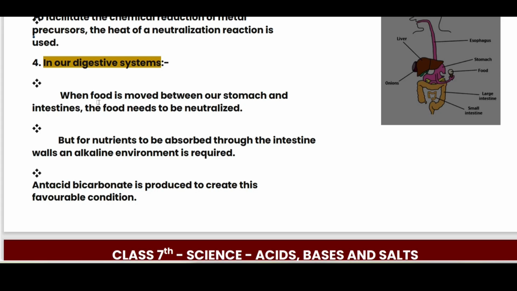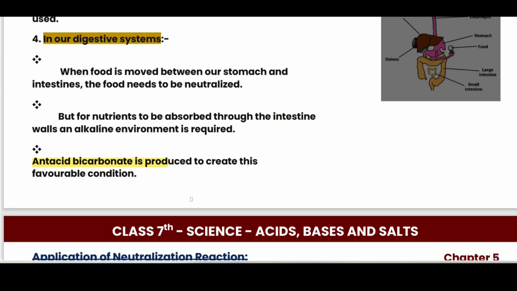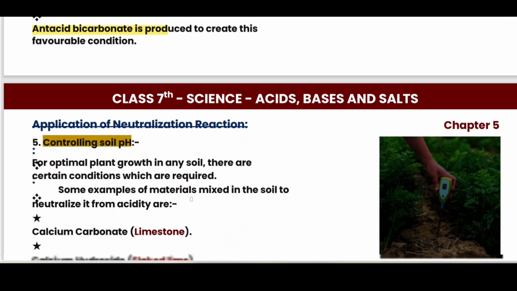Very important, that is in our digestive system में when food is moved between our stomach and intestine, the food needs to be neutralized. खाना जब हमारे पेट में जाएगा तो उसको न्यूट्रलाइज करना पड़ेगा. But for the nutrient to be absorbed through the intestine wall, an alkaline environment is required, right? तो उसके लिए क्या किया जाता है, antacid bicarbonate is produced to create this favorable condition. हमारी बॉडी क्या करती है, antacid प्रोड्यूस करती है, right?